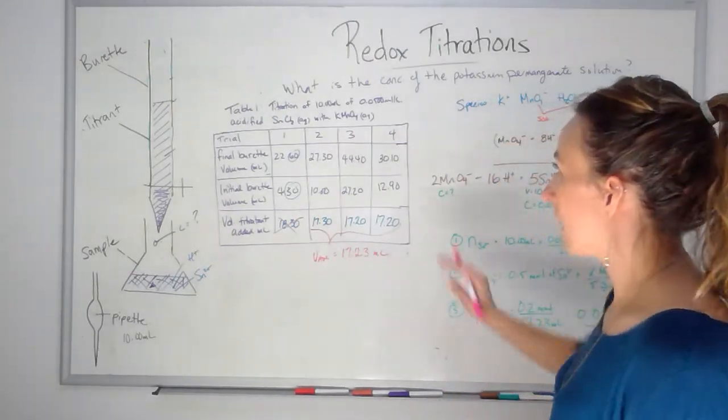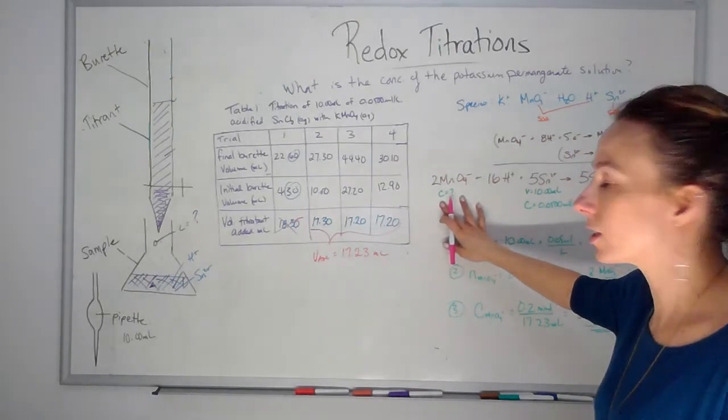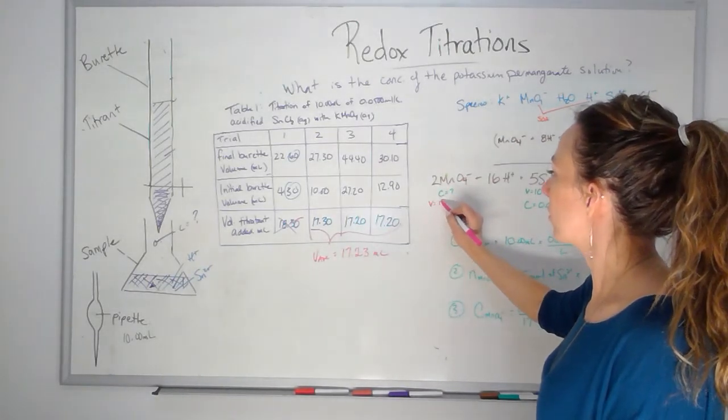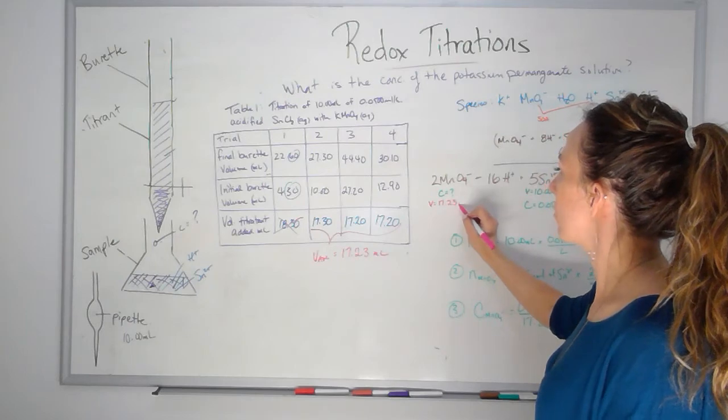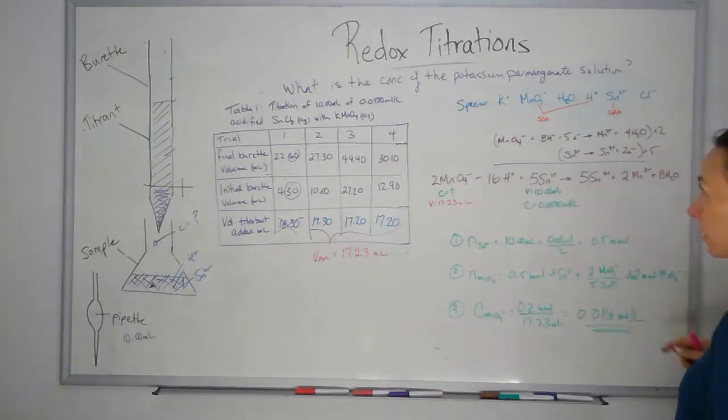And so that is how much purple stuff came out. And this is my purple stuff in my balanced equation. So the volume here is 17.23 mL. Now back up. How did I get this balanced reaction?